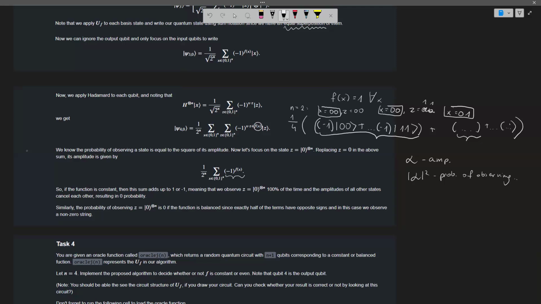So nice. Now, if the function is constant, then this sum will add up to either 1 or -1. Let's calculate it for n equals 1.